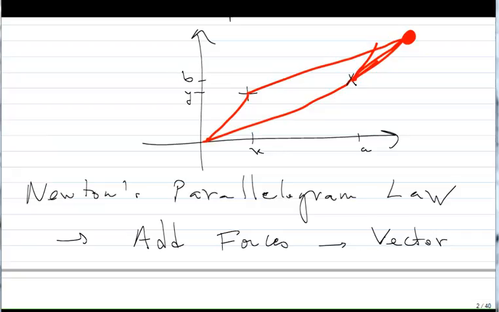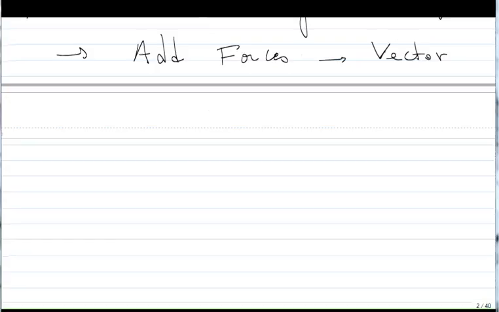And what you saw here in this parallelogram law of Newton of how to add forces is exactly how to add vectors. So the point here is that people developed a concept of vectors. But before I do that, I need to make a little remark here.